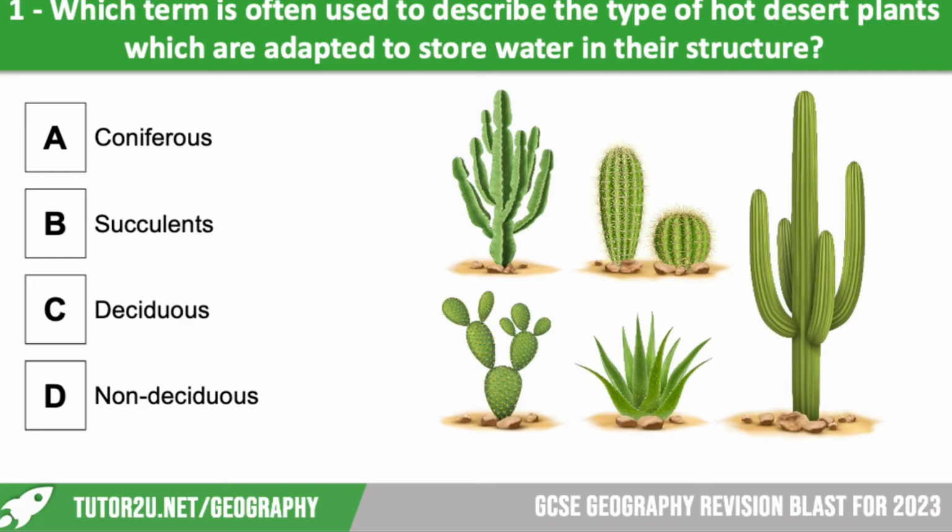Which term is often used to describe the type of hot desert plants which are adapted to store water in their structure? A, coniferous, B, succulents, C, deciduous, D, non-deciduous. Let's reveal the answer. It is B, succulents.